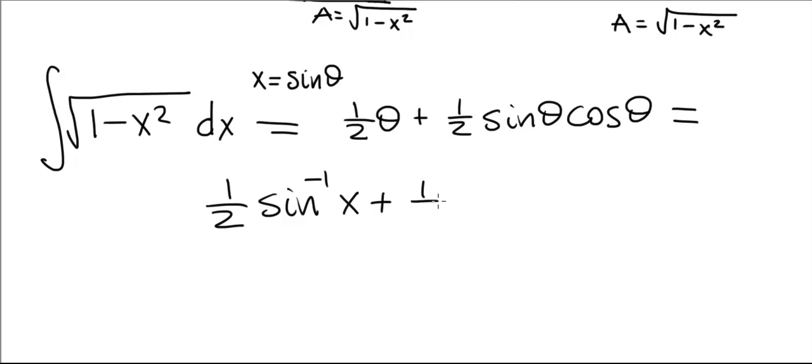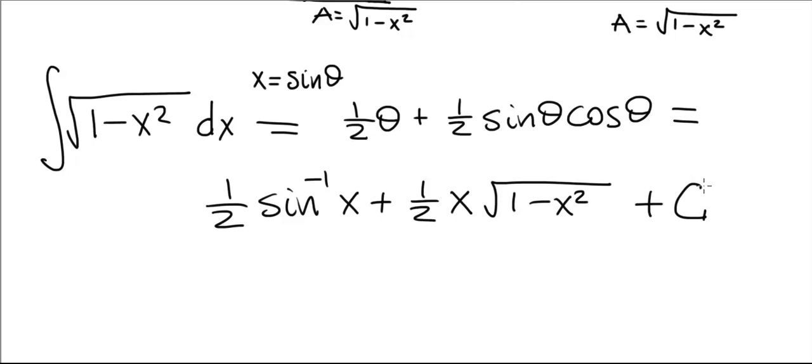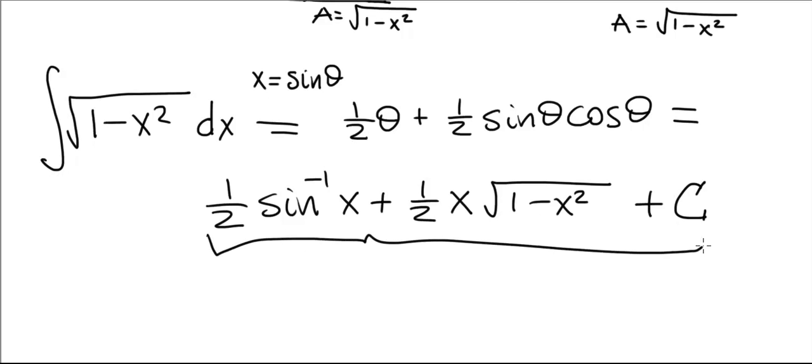plus 1/2 sine theta, which is x, and from the triangle, cosine theta is adjacent divided by the hypotenuse. That would be the square root of 1 minus x squared. And that's the final answer if we now add the constant of integration c. So the integral of the square root of 1 minus x squared using this substitution, the answer for it is right there.